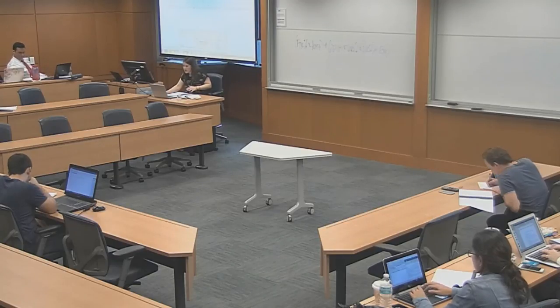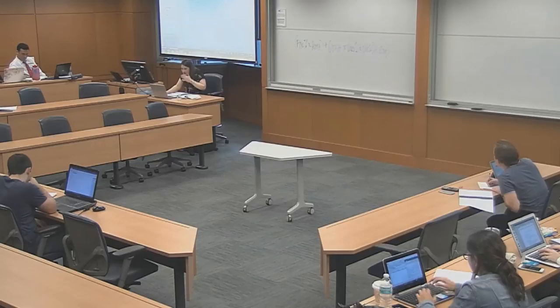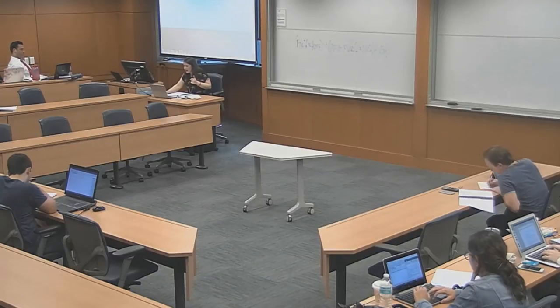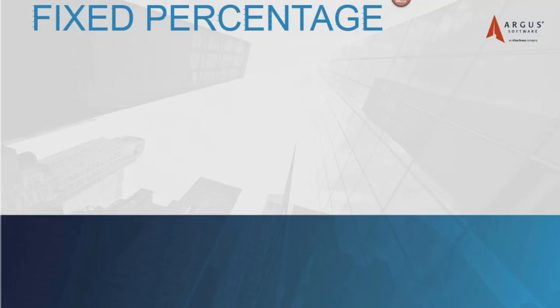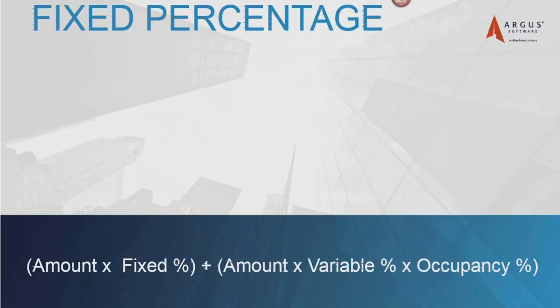Another thing I'm going to share with you in my follow-up email is this slide deck, which has lots of calculation examples for you. We're going through all of these together, but they will be really helpful as you use the program and prepare for the certification exam. So here's your formula again: the full amount times the fixed percentage, plus the expense amount times the portion that varies times the occupancy of the building.